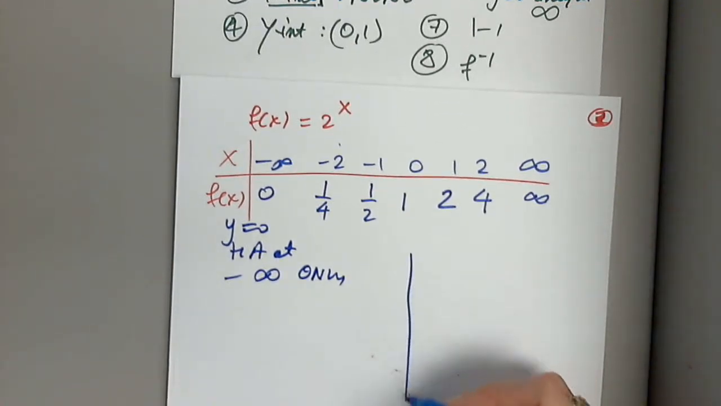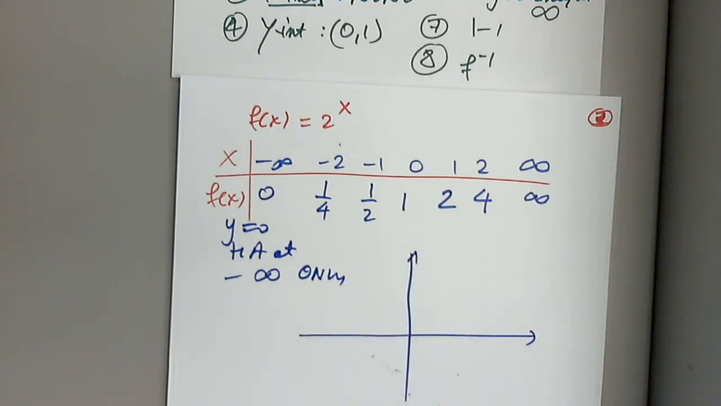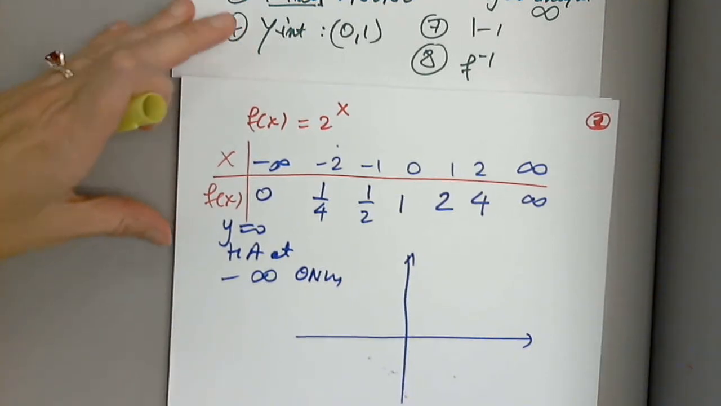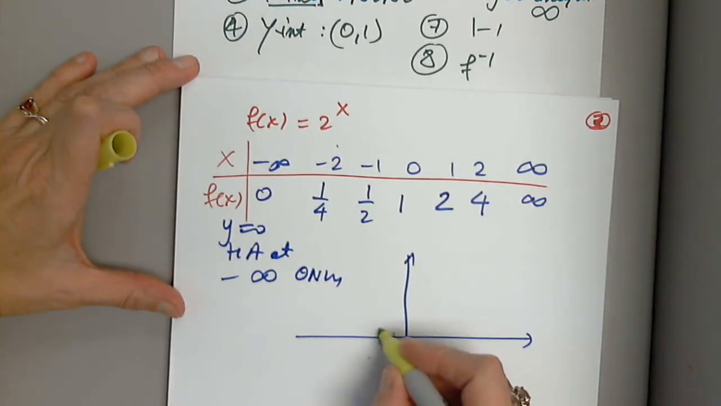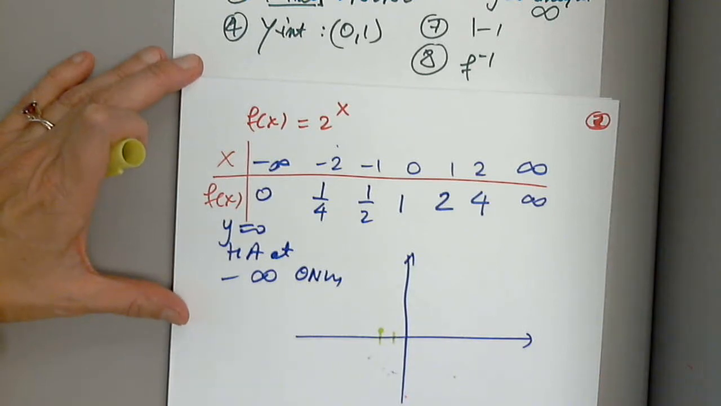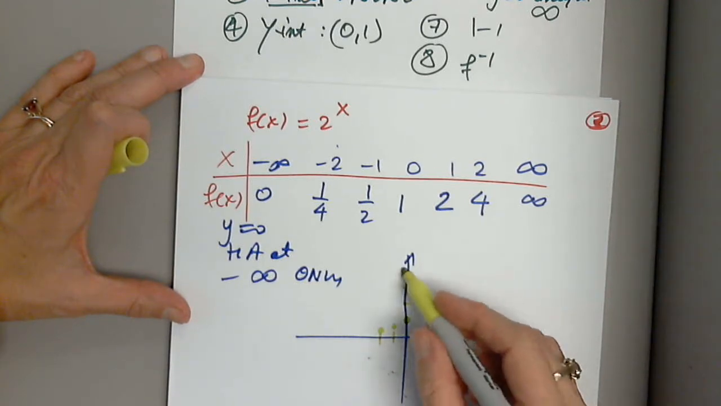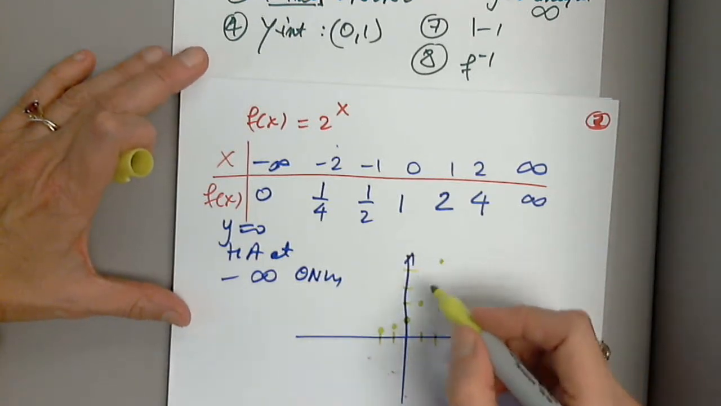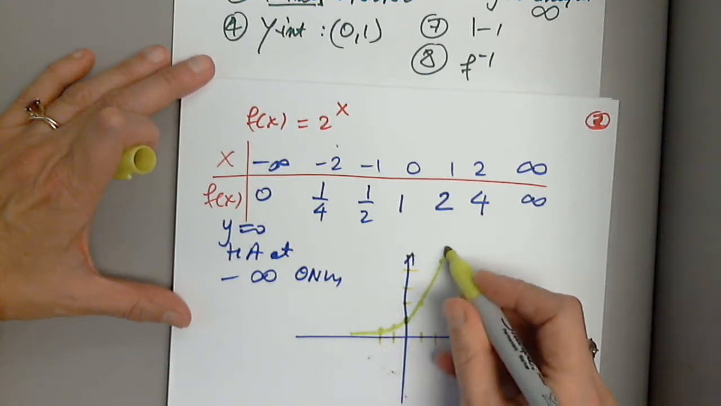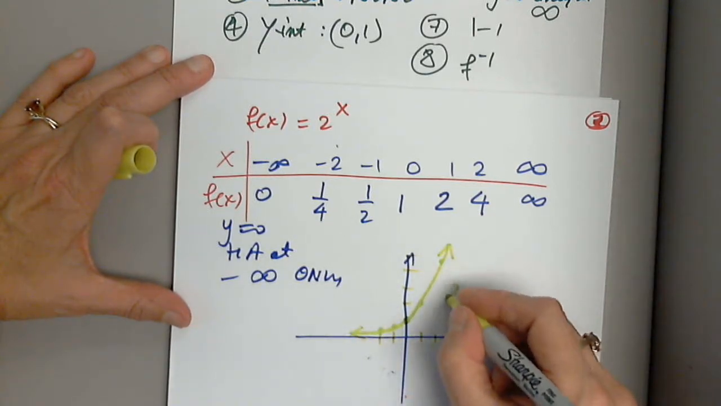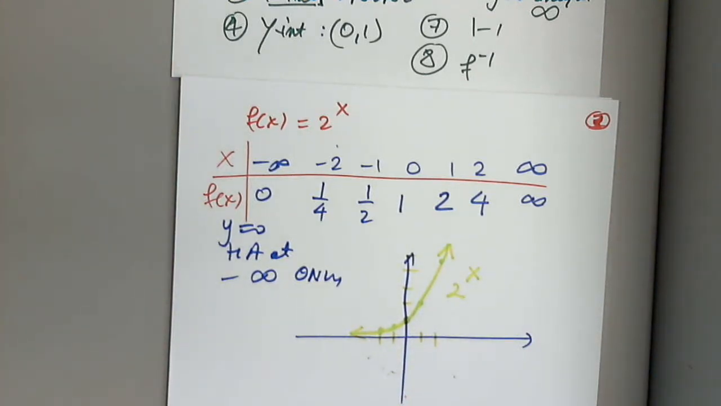Okay, let's graph this function now. First ordered pair. Right, hard to plot. -1, 1/2, 0, 1, 1, 2, 2, 4, and so on and so forth. So this is 2 to the x. Can you say anything about this function?